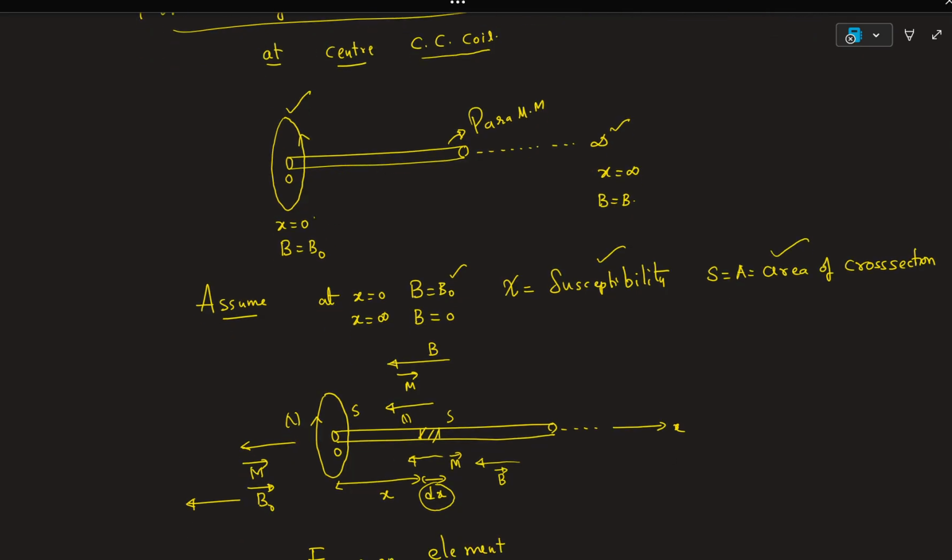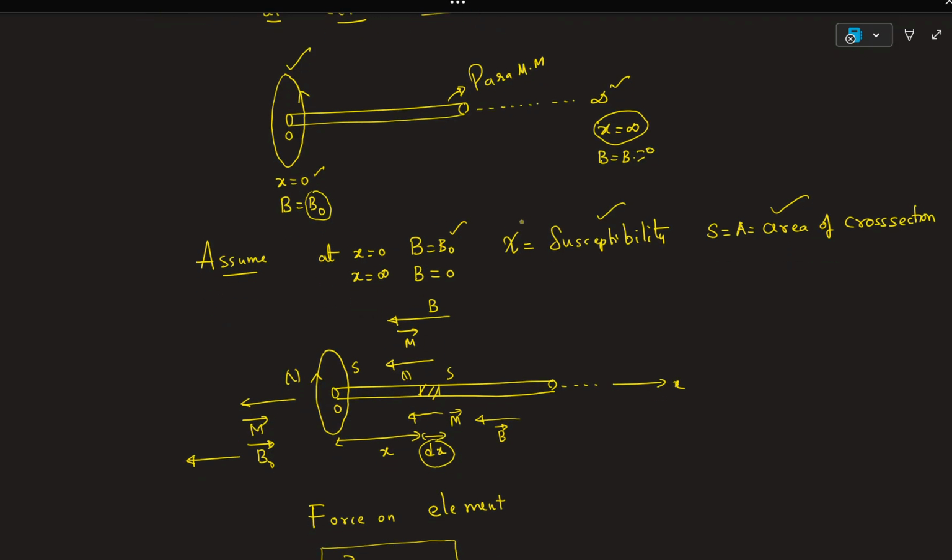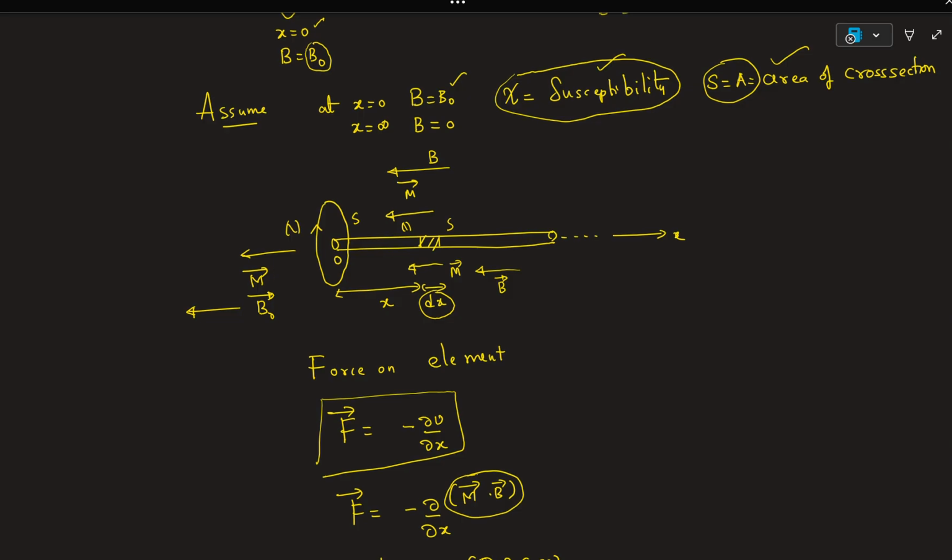Assume at the origin the magnetic field produced by the current carrying coil is B naught. At infinity the magnetic field is zero, and assume the susceptibility of the paramagnetic rod is psi and the area of the circular cross section is S. For finding the total magnetic force acting on the rod, we assume one small element of thickness dx at a distance x from the center of the coil.